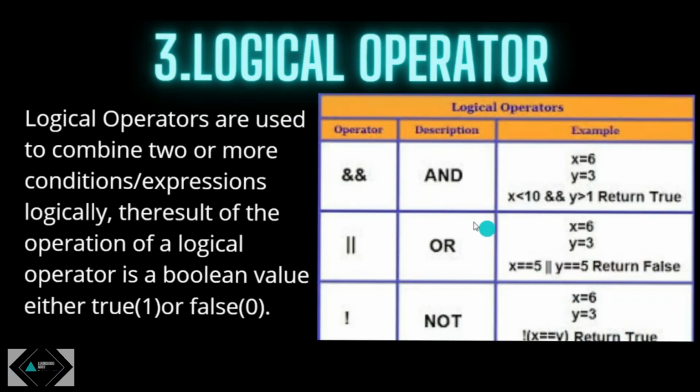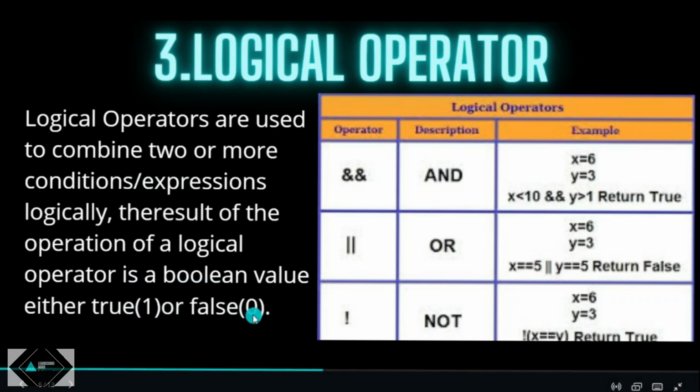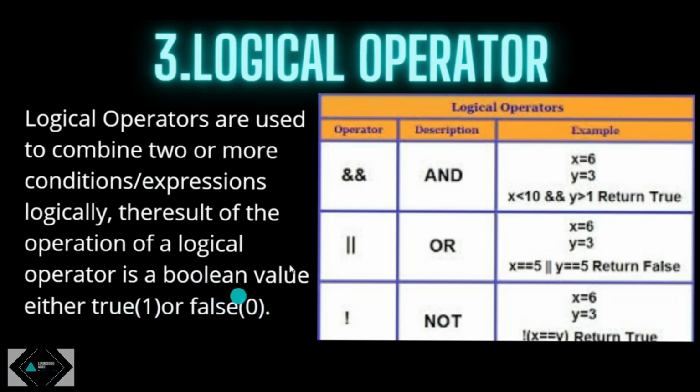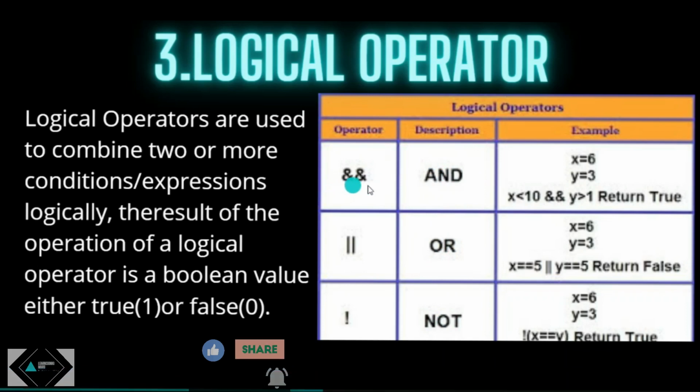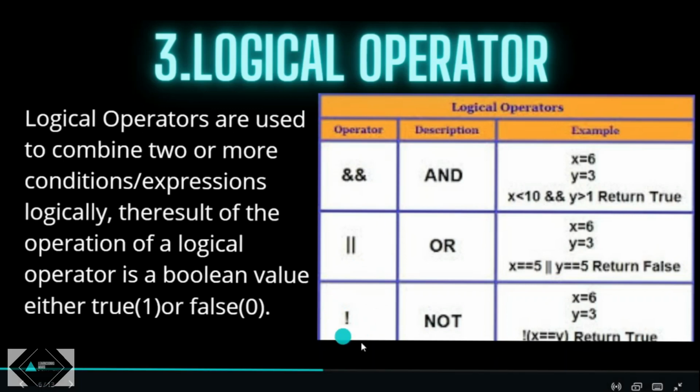Now we'll look into the next operator, which is logical operator. Logical operators are used to combine two or more conditional expressions logically. The result of the operation of a logical operator is a boolean value, which is either true, 1, or false. The output is similar to the relational operator, that is true or false. Here in this table we have 3 different logical operators: and, or, and not, which are also known as logical and, logical or, and logical not.